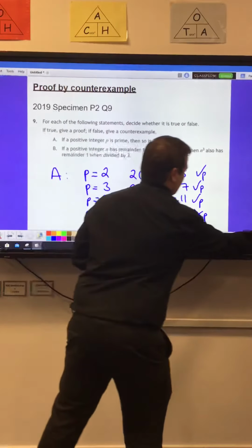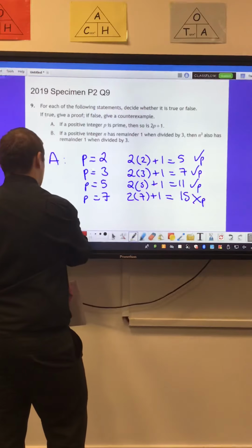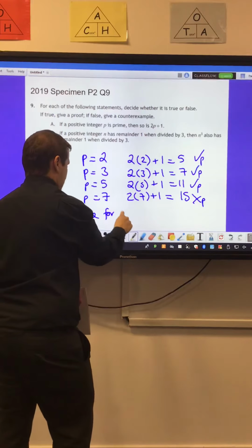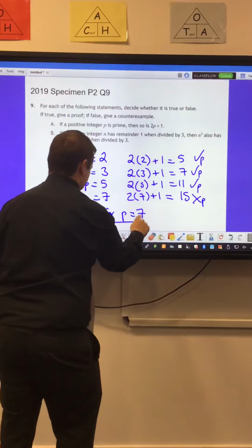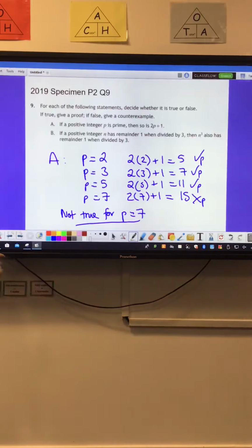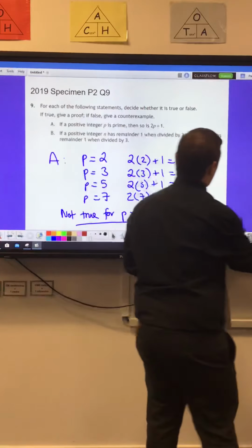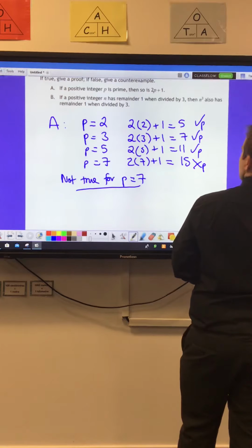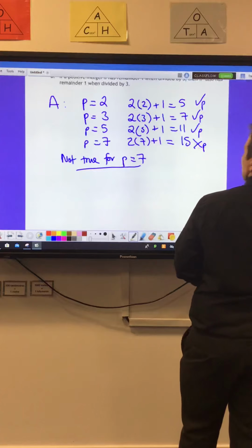So our statement is not true for p equals 7. So that's our counter example. Okay, statement B: if a positive integer n has remainder 1 when it's divided by 3, then n cubed also has a remainder 1 when divided by 3.